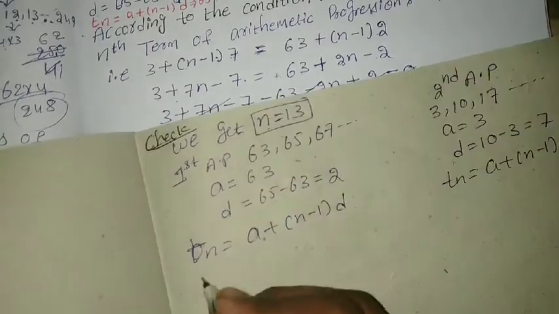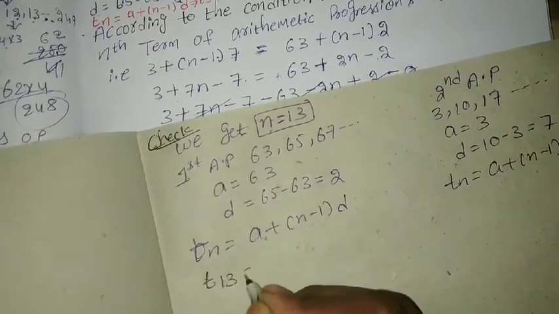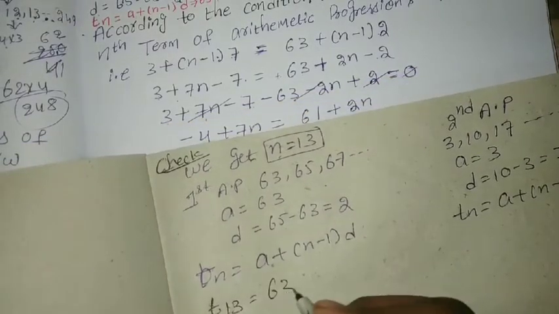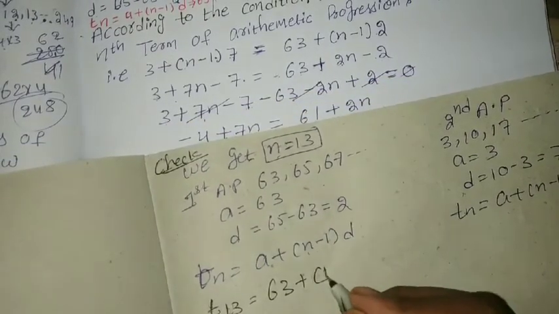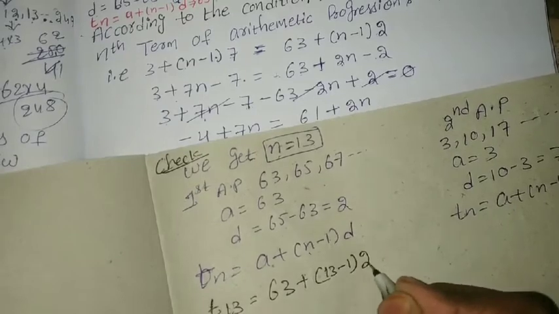n is equal to 13. See here, the 13th term is equal to, what is a? 63 plus, what is n? 13 minus 1 into d, d is 2.